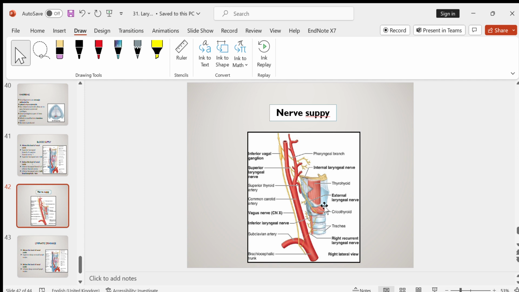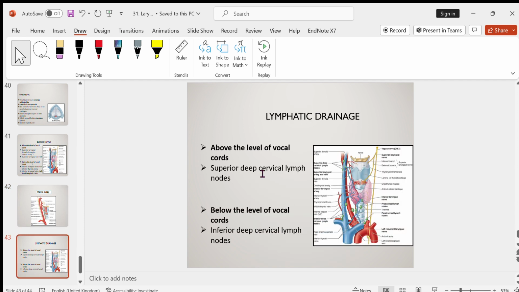Nerve supply is also important. Above the level of vocal cords, nerve supply is by the internal laryngeal nerve, and below the level of vocal cords, the nerve supply is by the recurrent laryngeal nerve. Lymphatic drainage above the level of the vocal cords as well as below the level of vocal cords is by the deep cervical lymph nodes, above by the superior group and below by the inferior group.